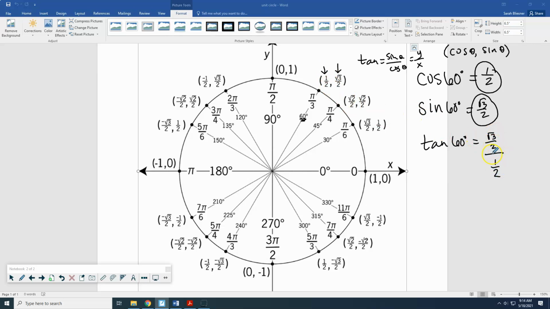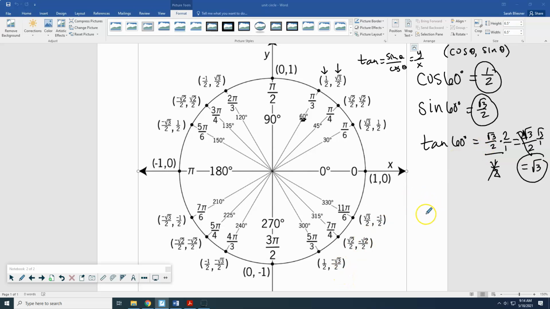Now when you divide a fraction by another fraction, what you're actually going to end up doing is taking the bottom fraction, flipping it over to get its reciprocal, and multiplying it by the top one. So square root of 3 times 2 equals 2 square roots of 3. And 2 times 1 equals 2. But 2 divided by 2, that's just 1. So that cancels out. I would be left with square root of 3 over 1, or just the square root of 3. Okay, so that would be the tangent of 60 degrees.